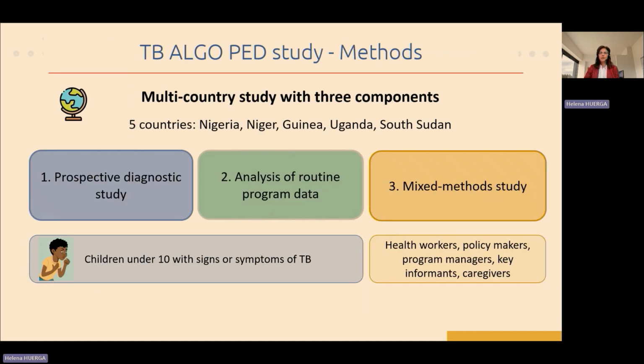The TBalgoPed study is a multi-country study with 3 components: a prospective diagnostic study, an analysis of routine program data, and a mixed method study. For the first 2 components of the study, the population are children under 10 years of age with signs or symptoms of tuberculosis. And for the third component, the mixed method study, the population are health workers, policymakers, program managers, key informants, and caregivers. We have conducted this study in 5 countries: Nigeria, Niger, Guinea, Uganda, and South Sudan.